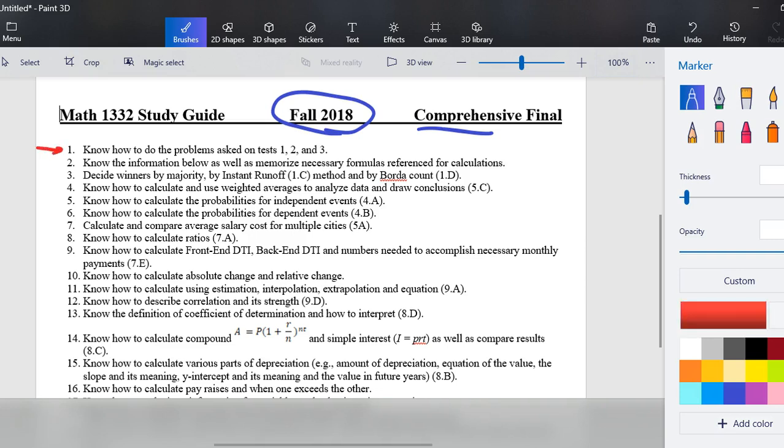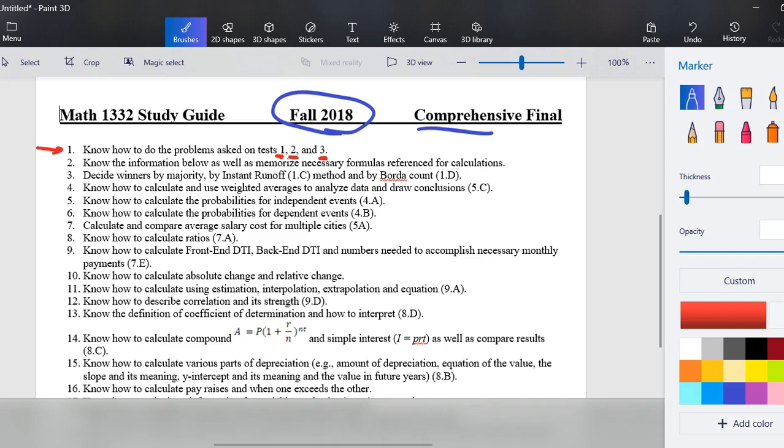And so the parts that I really want you to pay attention to, well, all of it, but I'll explain some of it. So in this very first part, know how to do the problems asked on tests 1, 2, and 3. I've been stressing this the whole way through. When you finish test 1, go find out what you missed, learn how to do that, and then the same thing for test 2 and 3. What's going to happen is about half of the final will literally be cut and paste from test 1, 2, and 3.